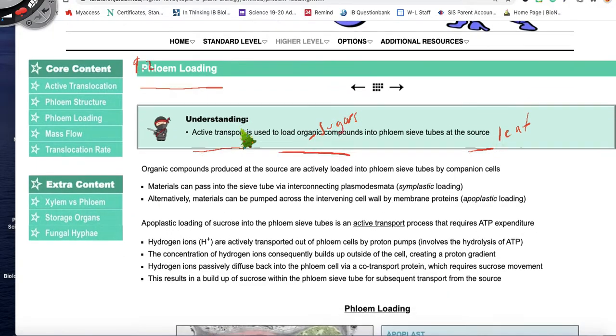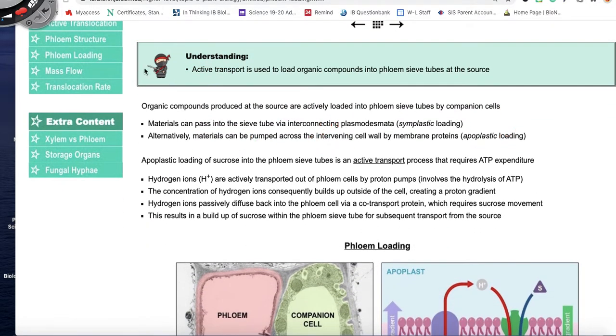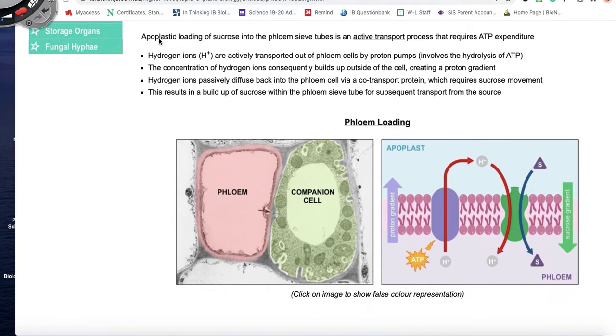So let's go back to the picture here. And let's focus on apoplastic loading. So here we see a picture of the companion cell. And remember that next to the companion cell, you're going to have, let's say, the leaf or the mesophyll cell. And this is the source, right? And this is where the sugar is being made. So again, we're focusing on apoplastic loading, and that requires ATP. So this is a form of active transport.